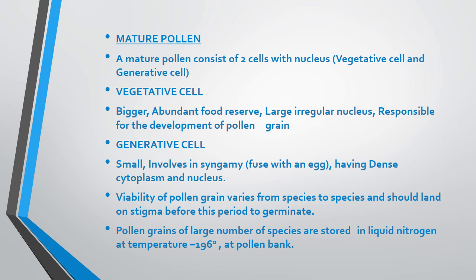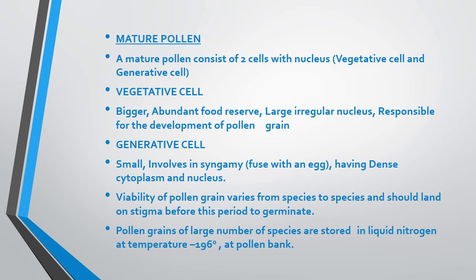A mature pollen grain consists of two cells. They are called the vegetative cell and the generative cell. Both have a nucleus. The vegetative cell is bigger in size. It has abundant food reserve.